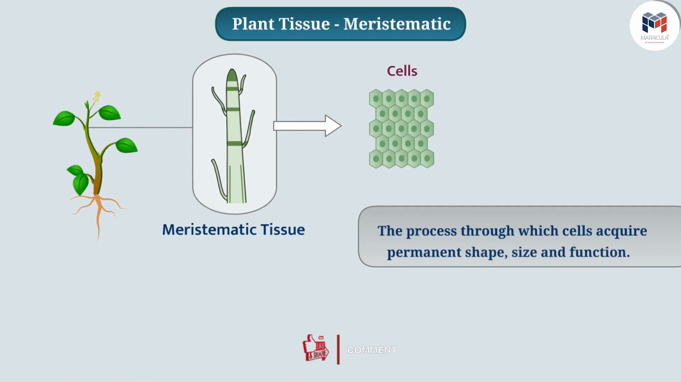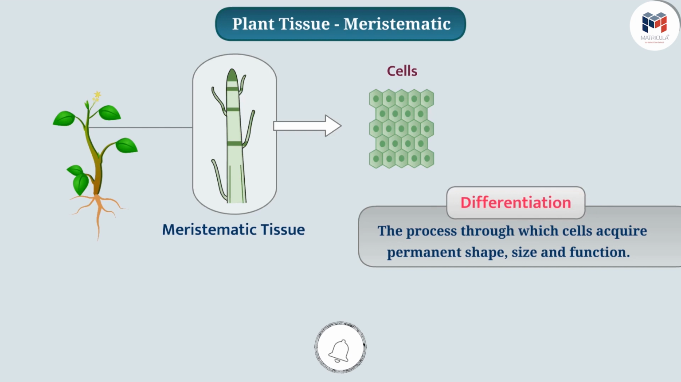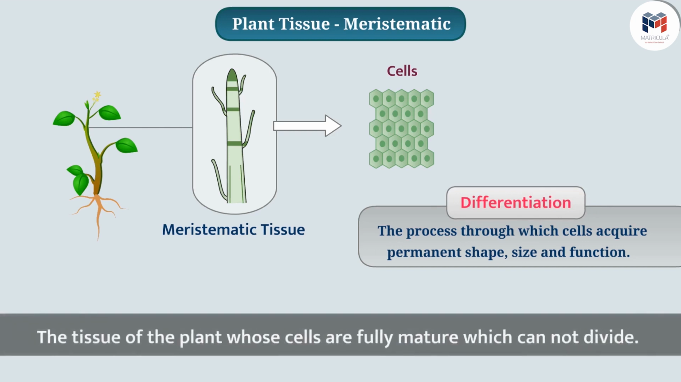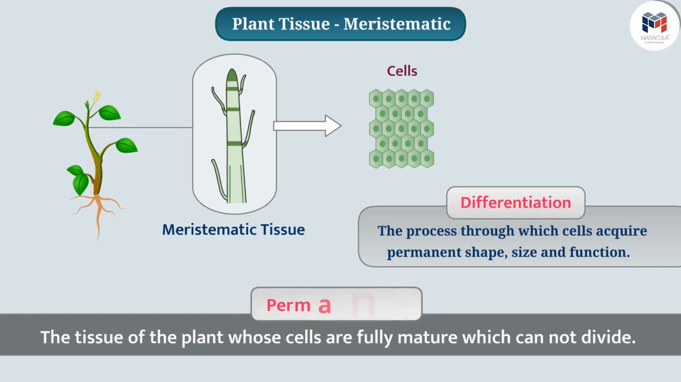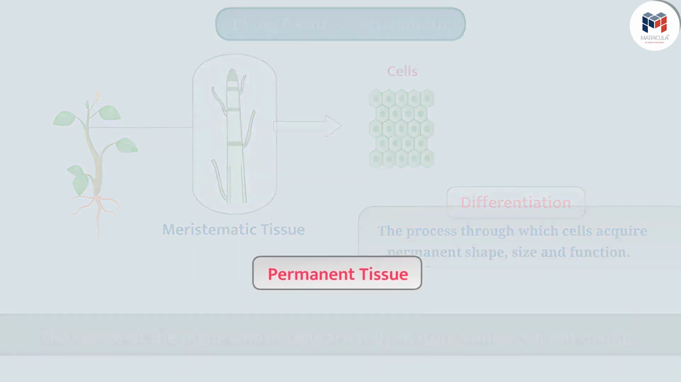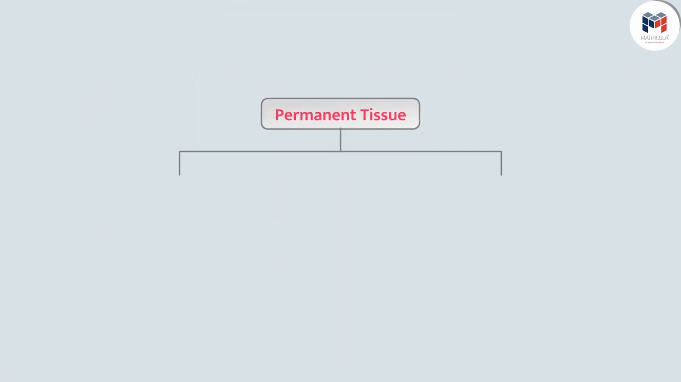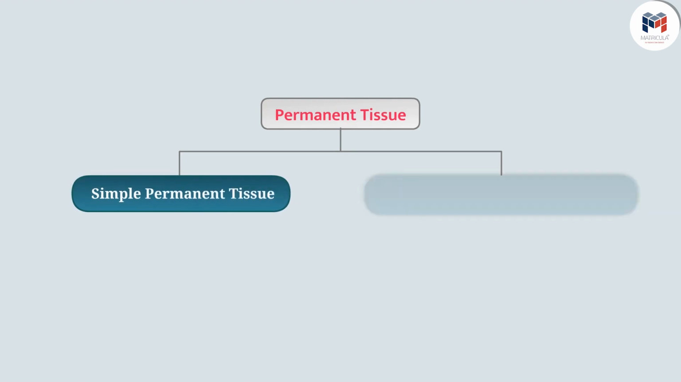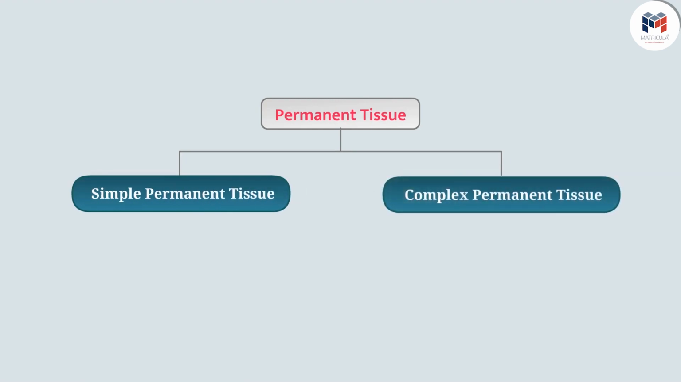This process is called differentiation. Such cells form permanent tissue. The tissue of the plant, whose cells are fully mature, which cannot divide, is called permanent tissue. Permanent tissue is of two types: simple permanent tissue and complex permanent tissue. Let us know about the plant simple permanent tissue in detail.